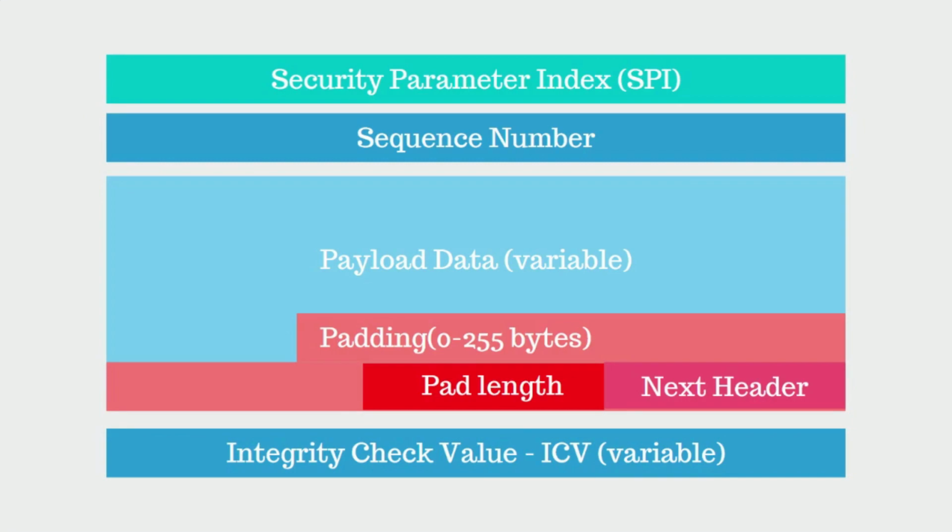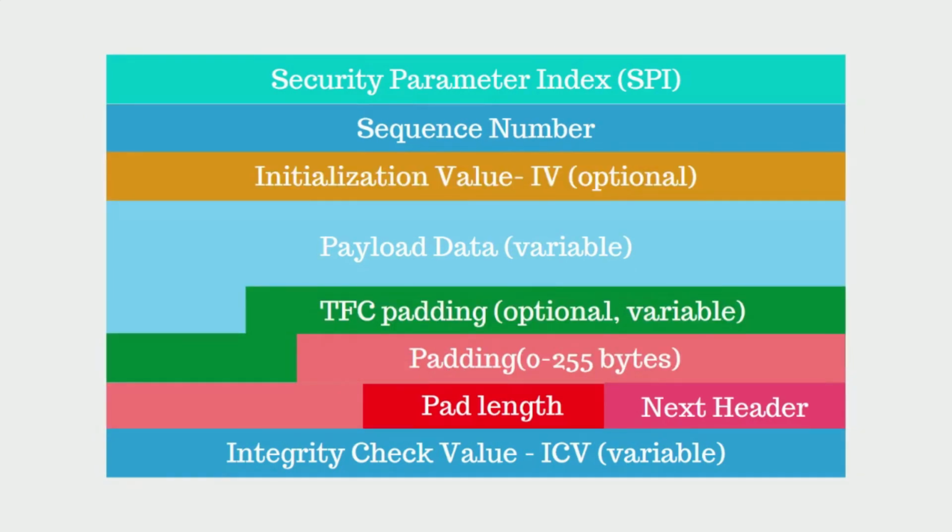Let us see the next one. So in the previous slide, we have seen the top level format of an ESP packet. Now we will see the substructure of the payload data. Before, we saw that there was a payload, and there was no initialization vector IV and TFC padding, which are now added as a substructure of the payload. Two additional fields are added. One is an initialization vector, IV, or nonce.